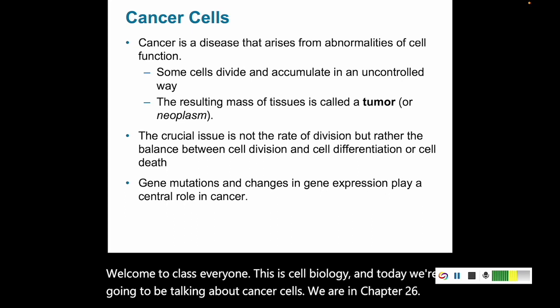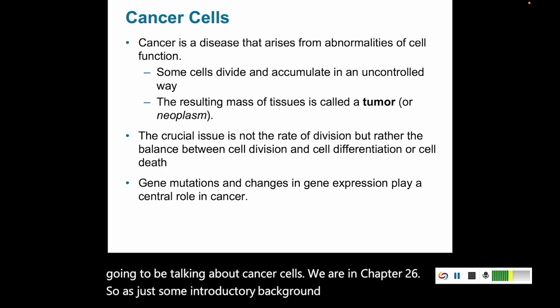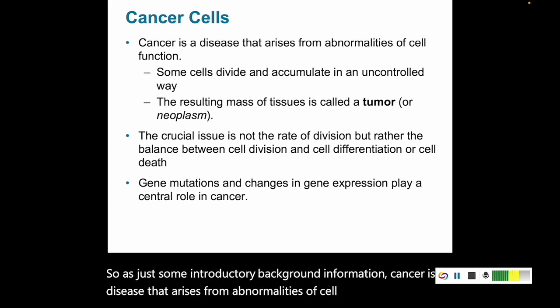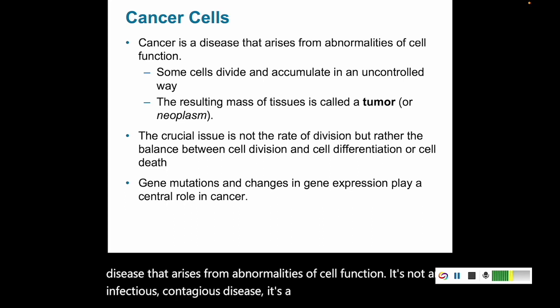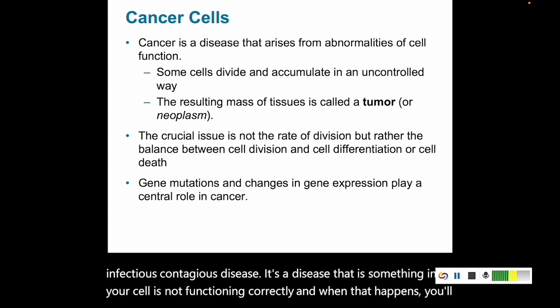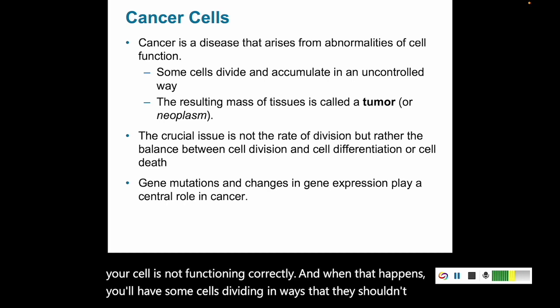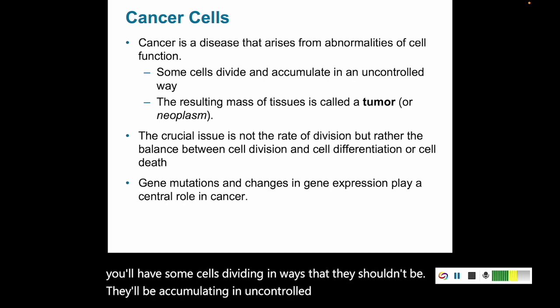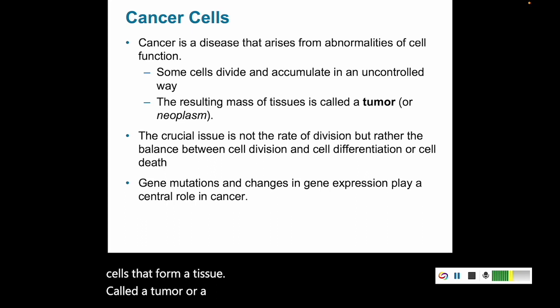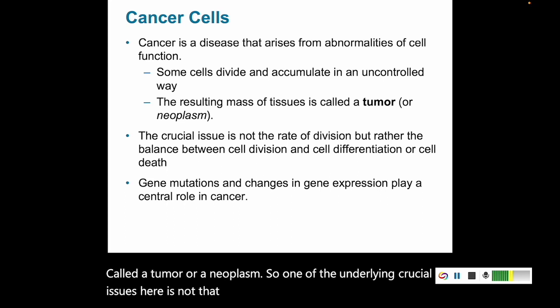So, as just some introductory background information, cancer is a disease that arises from abnormalities of cell function. It's not an infectious, contagious disease. It is a disease where something in your cell is not functioning correctly. And when that happens, you'll have some cells dividing in ways that they shouldn't be. They'll be accumulating in uncontrolled ways, creating a mass of cells that form a tissue called a tumor or a neoplasm.